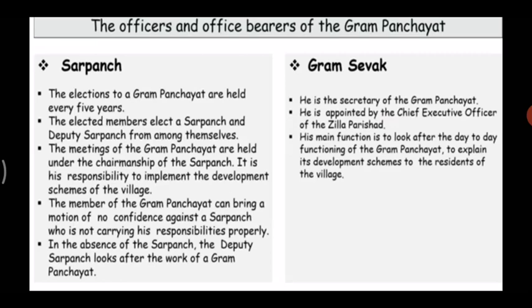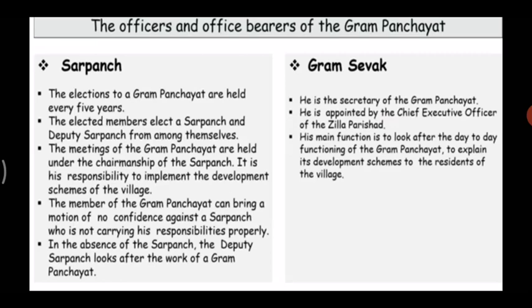So the Sarpanch takes care of the whole village. All the meetings, if they have to be held, he looks after. The Sarpanch's responsibility is to implement the development schemes of the village and to start new policies for the welfare of the people or the welfare of the village. For the welfare of the people or any work that has to be done, the Sarpanch looks after it.